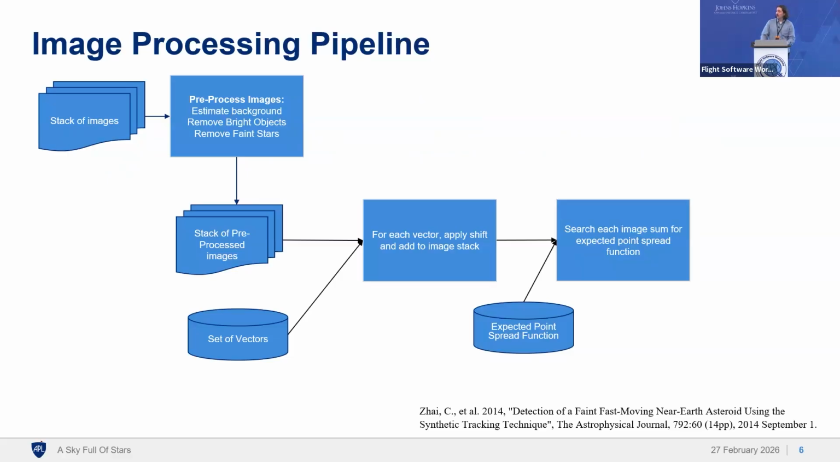So like I'm mentioning, we take a stack of images and then this is a pipeline. So we need to pre-process the image. We're going to estimate our background, remove bright objects, remove faint stars, and we're going to take that and then we're going to take a set of vectors. And for each of these vectors, we're going to apply shift and add to the image stack. And then once that's done, we're going to search each of those summarized images with an expected point spread function. That's sort of like a template matching algorithm if you're familiar.